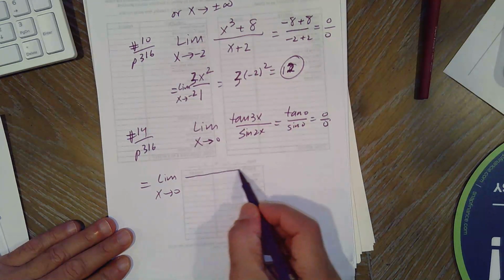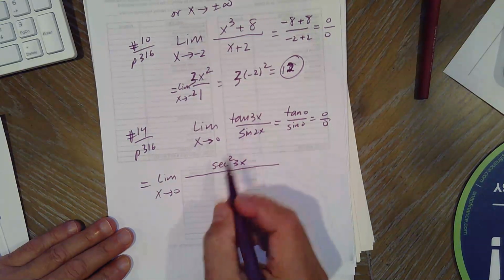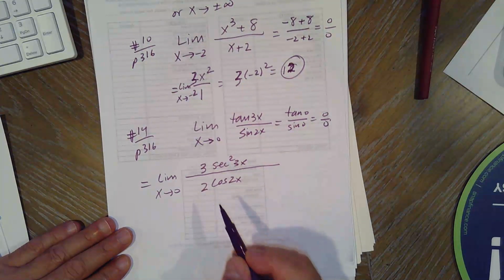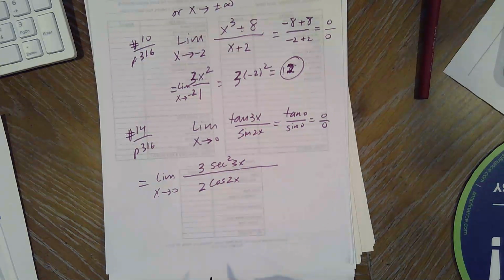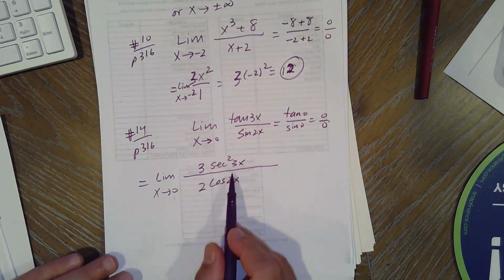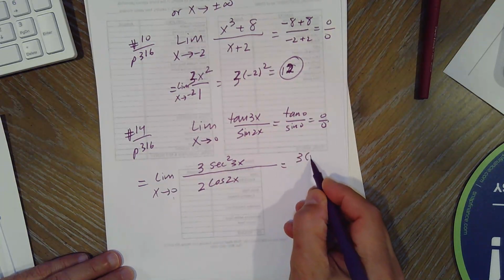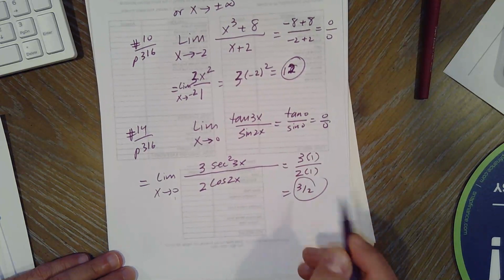Derivative of tangent 3x is secant squared 3x times the derivative of 3x, which is 3. The bottom is cosine 2x times the derivative of 2x, which is 2. If we put the 0 in there, 3 secant squared 0 is 3 times 1, and 2 cosine 0 is 2 times 1, which gives 3 over 2.